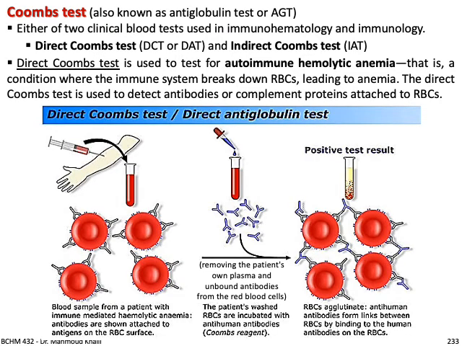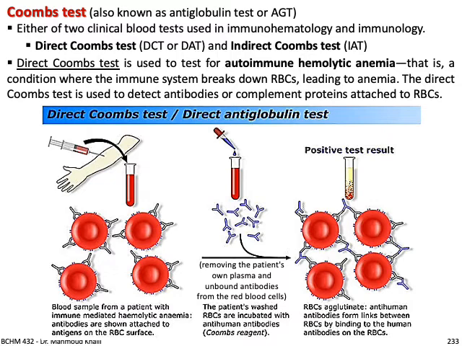From the figure, you can see a blood sample is taken from a patient with immune-mediated hemolytic anemia. In this blood you can see that the antibody is bound on the surface of the RBCs. Then you remove the patient's own plasma and the unbound antibody from the red blood cells. The patient's washed blood cells are incubated with anti-human antibodies.